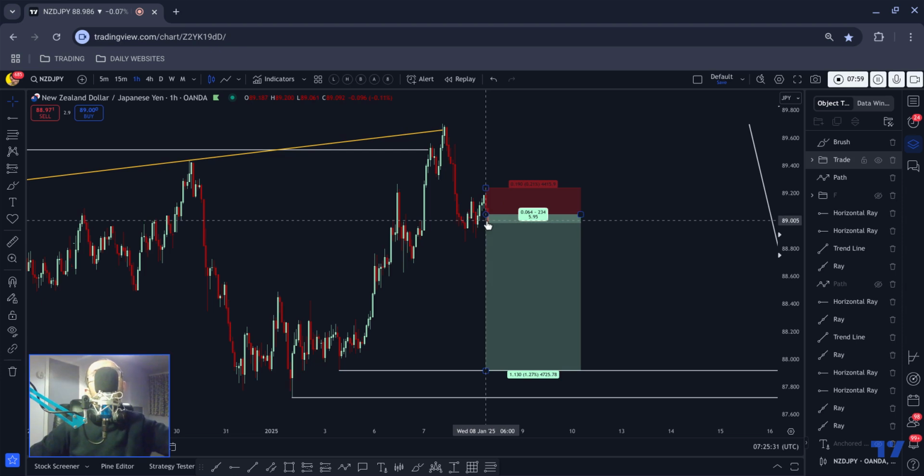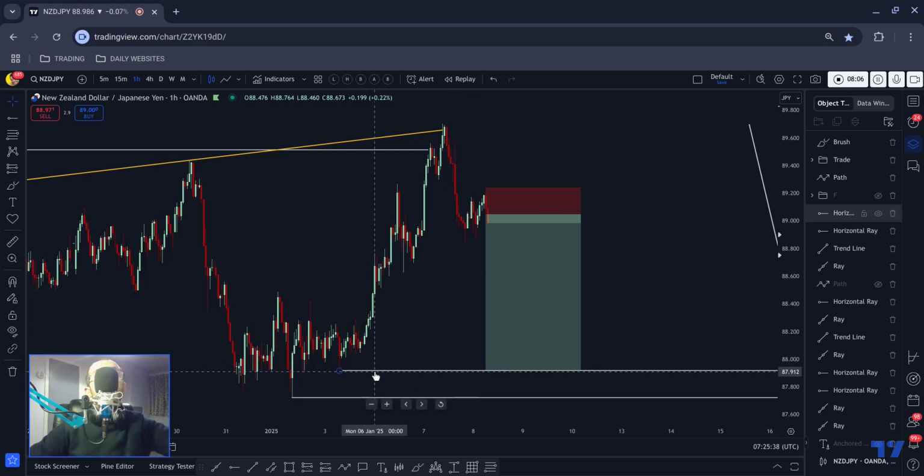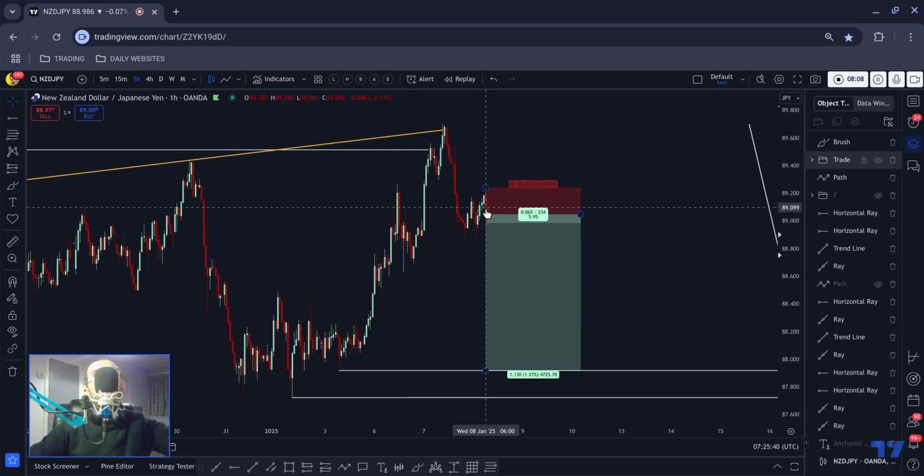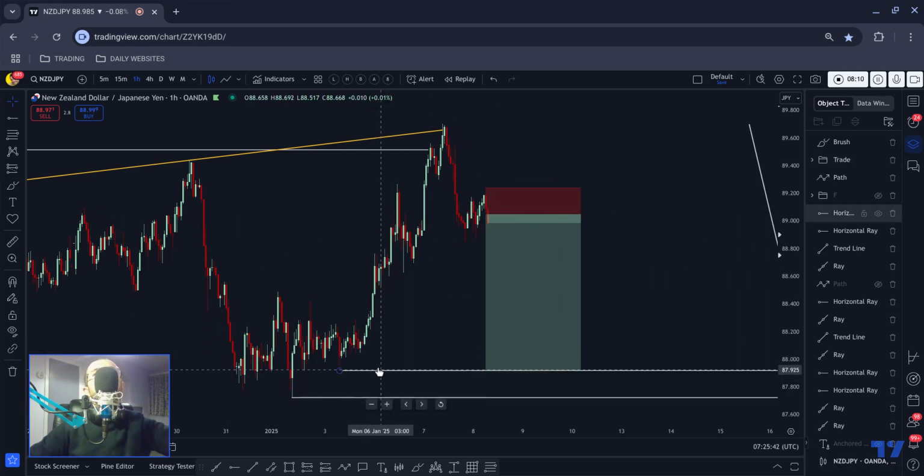So what I'm going to be doing today is, if it just smashes to the downside and hits the take profit, great. I don't need to do very much, but I'll be trailing my stop loss in the meantime until we get to that area, if we get to the area.